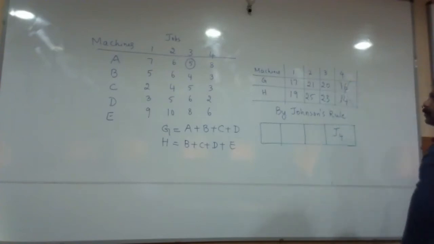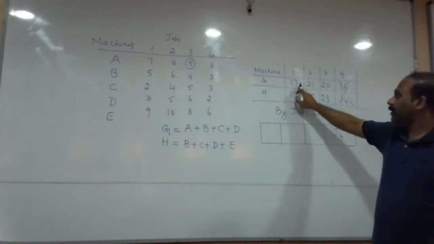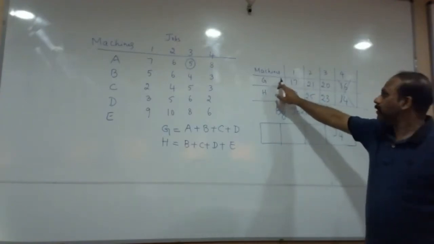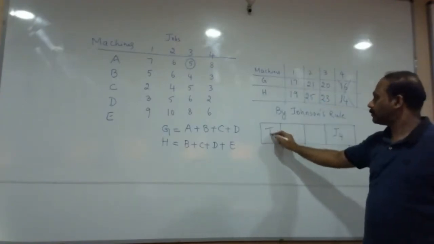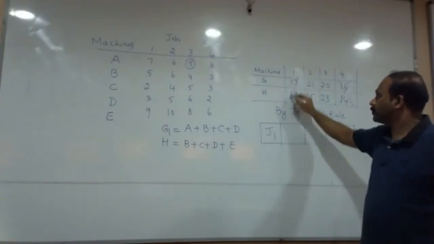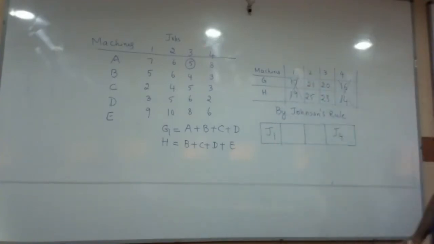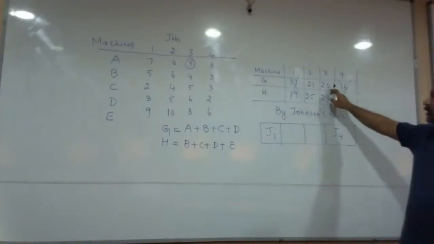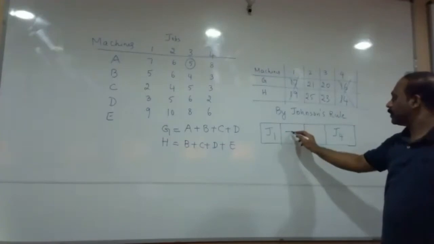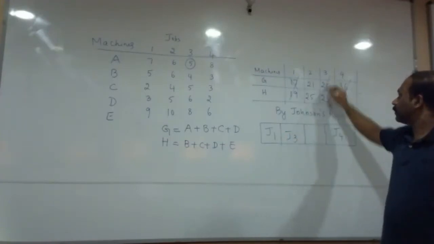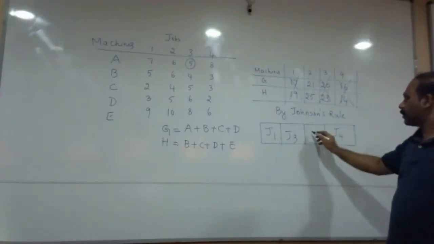Now in the remaining matrix, can you please tell me which is the lowest value? 17. 17 is the lowest value, and you can see it is on machine 1. So therefore, this becomes job 1. So even this is gone. Now can you please tell me in the remaining values? 20. 20. Again, you can see 20 happens to be on the first machine. So therefore, this becomes J3. And finally, the last value can be written as it is.